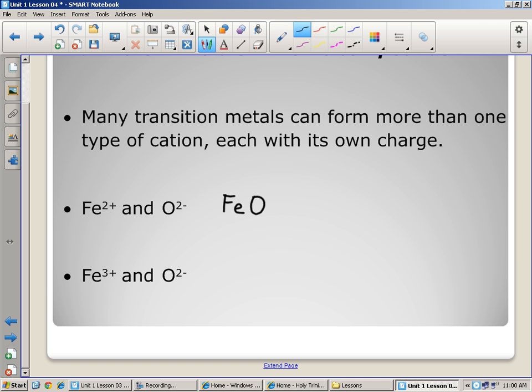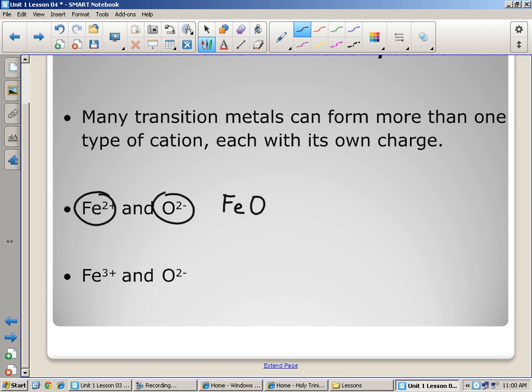Iron loses 2 electrons, oxygen gains 2 electrons. This is what I'm talking about, swap, drop, and reduce. 2 plus, 2 minus, I can swap them, 2, 2, those reduce both down to 1, 1. So once again, how many of these do I need to go with those? Well, that's a 2 plus, that's a 2 minus, I need 1 of each. This iron's going to lose 2 electrons, that one's going to gain 2 electrons, 1 of each, that's it.